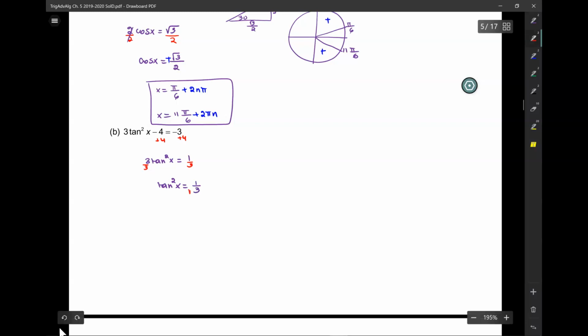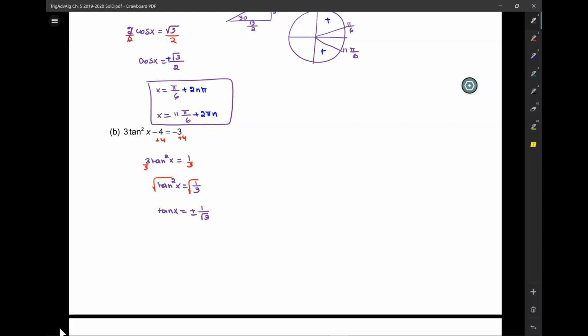Now, take a square root. So, tangent of x is what? 1 over root 1 over 3. Okay. There we go. It's 1 over root 3, but plus or minus 1 over root 3. Okay? Now, is 1 over root 3 a familiar value? Yeah. That is a familiar value. So now, I need to figure out the angle for which tangent is 1 over root 3.